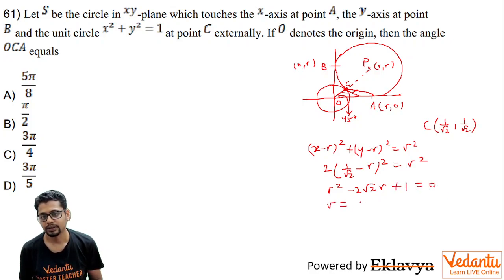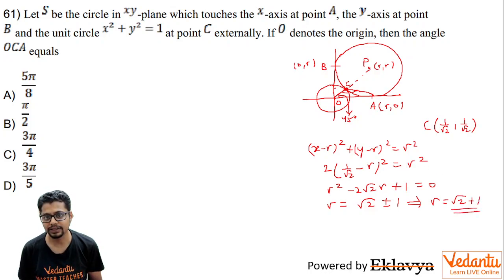So you get r to be root 2 plus or minus 1. But you will consider r to be root 2 plus 1 only and not root 2 minus 1. Why? Because we are not looking for a circle touching the x-axis and y-axis and touching the circle x square plus y square equal to 1 from inside. The circle is touching it from outside, externally. If it had been internal touching, you would have got r to be root 2 minus 1. But here we'll take r to be root 2 plus 1.